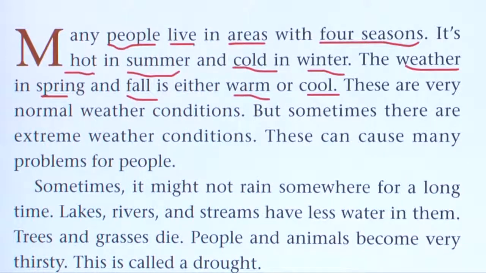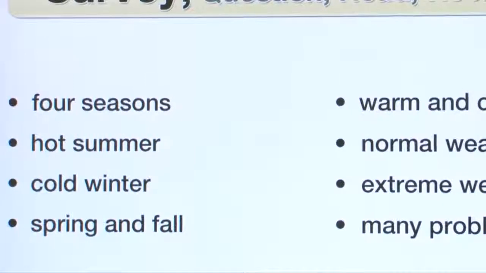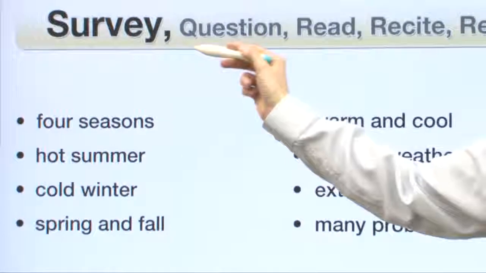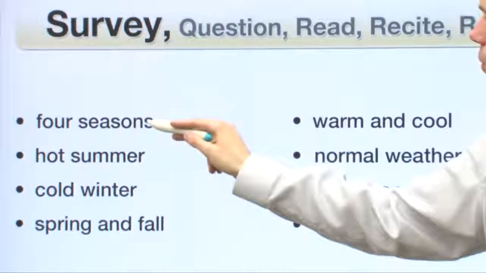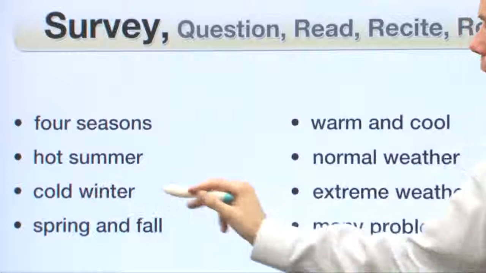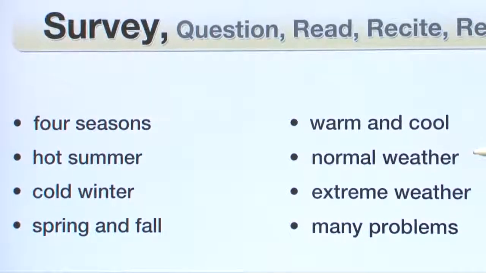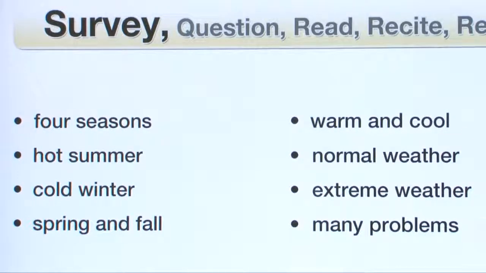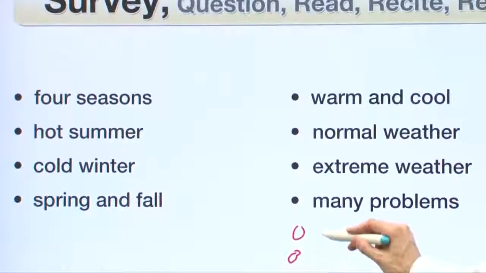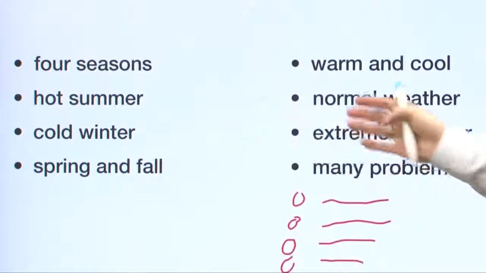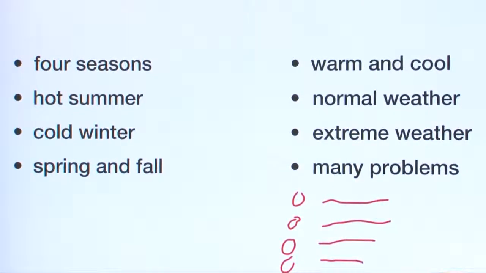So let me show you what I did on my piece of paper or on my computer. This is what we did. We did surveying. We found some important words. 4 seasons, hot summer, cold winter, spring and fall, warm and cool, normal weather, extreme weather, many problems. So that's later. Now, if you continue, please find some more. What are some more key words? There's many in there. But if you look at the key words, you can guess what the story is about.